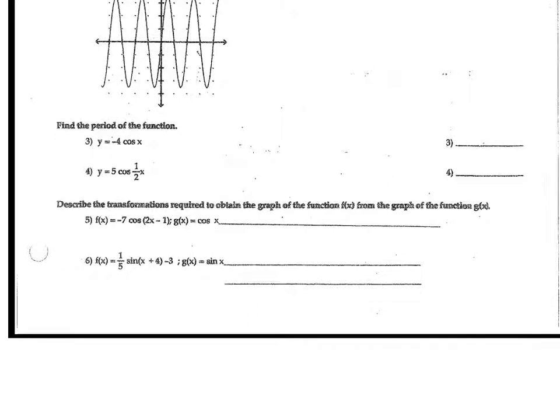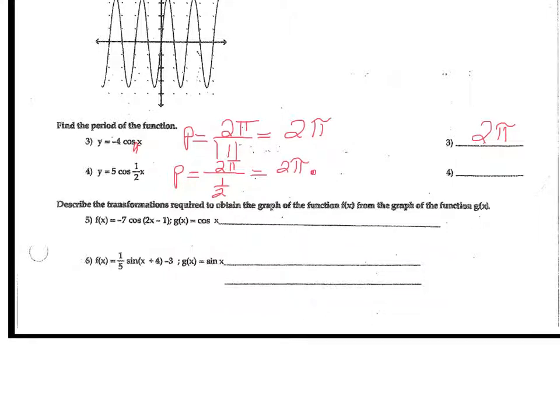In number 3, they want the period. And now the formula for the period for cosine is 2 pi divided by absolute value of b. And b is just 1. So absolute value of 1, so it's 2 pi. For number 4, it's 2 pi divided by the absolute value of 1/2. You can just rewrite that as 2 pi times the reciprocal of 1/2, which is 2 over 1. And that is 4 pi.